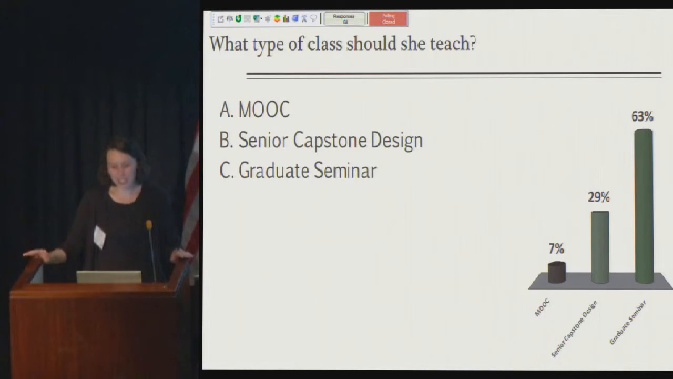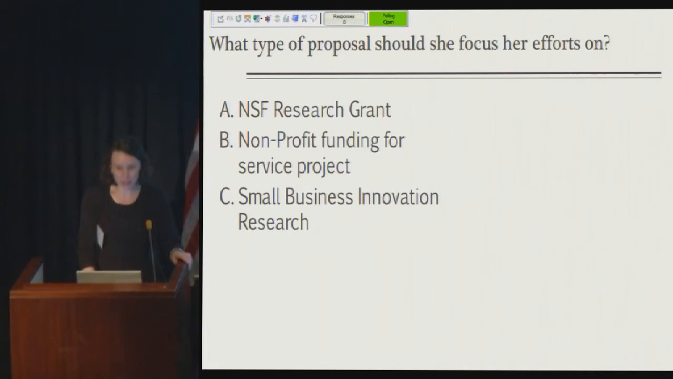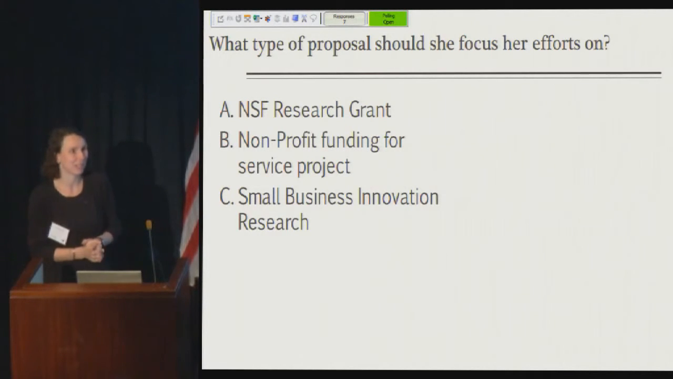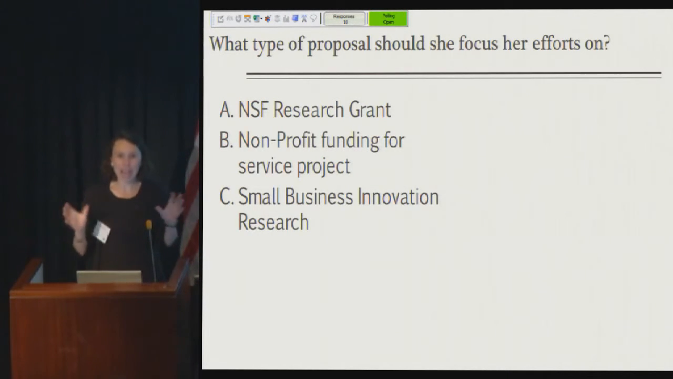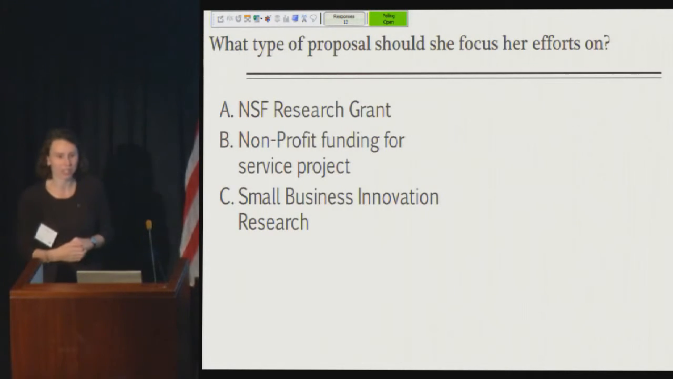Okay, so she's going to be teaching a graduate seminar at an institution that's close to her family. Okay, so going on, the next decision point you have. What type of proposals should she be focusing her efforts on? Should she be doing the NSF research grant? Should she investigate nonprofit funding for a service project? Or with the patent that she got from her postdoc work, go and pursue a small business innovation research grant? Where should she focus her attention?